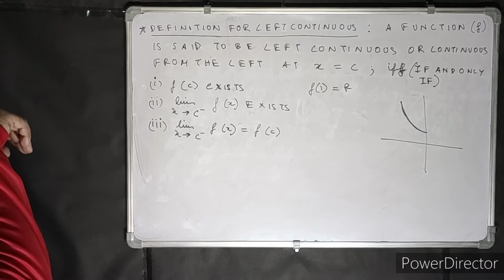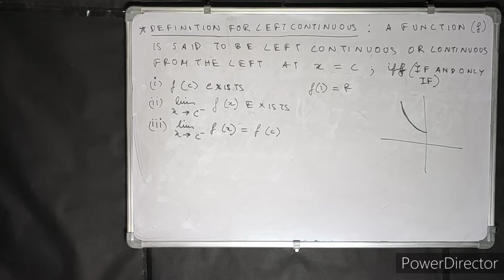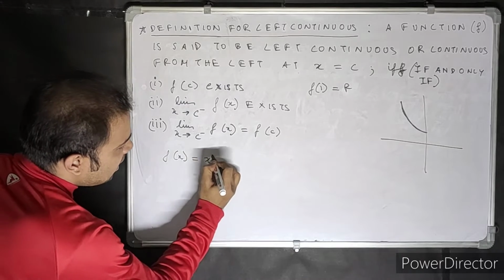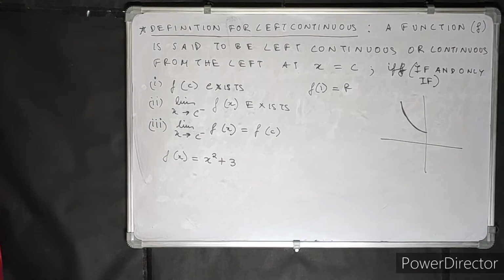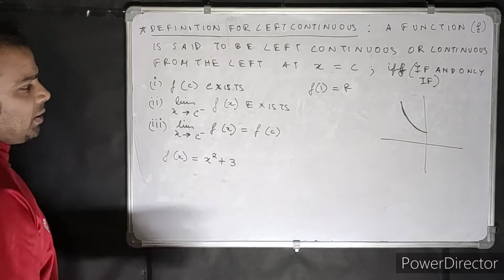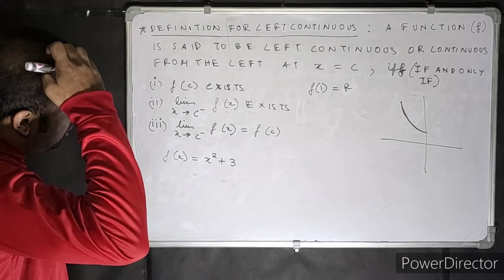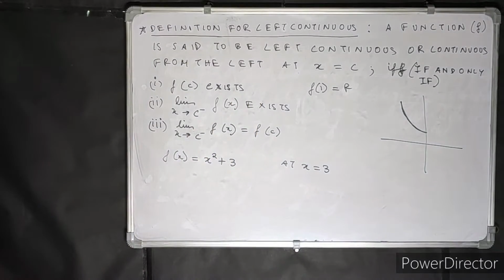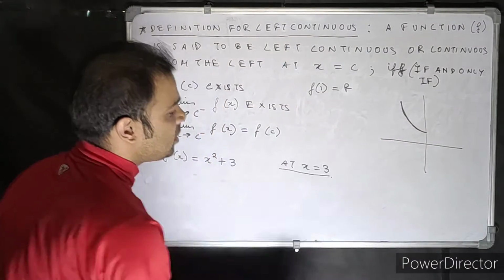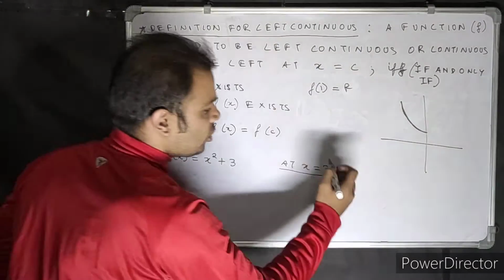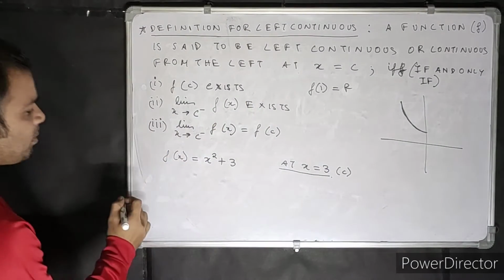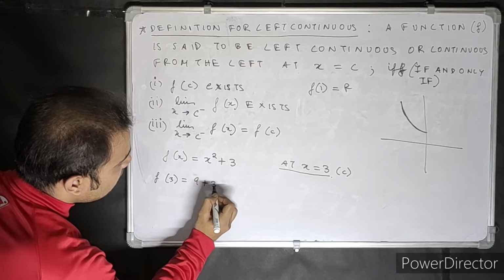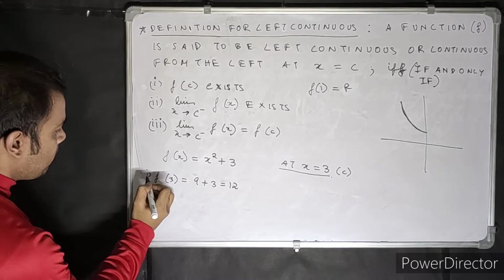If you do a question on this, if I give you a small function, say x squared plus 3, and I tell you to check whether this function is continuous at x equal to 3. So your 3 is the c actually. Now your first step is what? Just put f of 3 and check it out. That is 3 3s are 9 plus 3, 12. First part is over, correct?